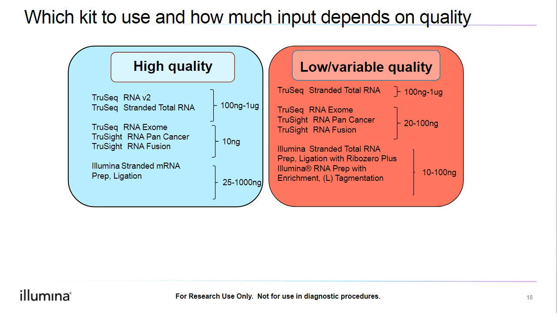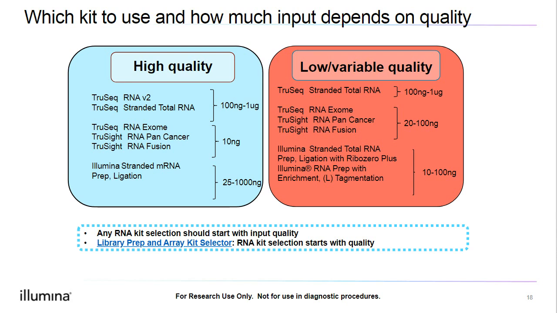If you're looking for enrichment kits, we will use more input, around 20 to 100 nanograms, depending on the level of degradation and quality for our RNA Exome, Pan-Cancer, and RNA Fusion kits, and 10 to 100 nanograms for our RNA prep with enrichment workflow. The Library Prep and Array Kit Selector tool is linked here, and this is a great tool that can assist you in determining which kit is best for your project.